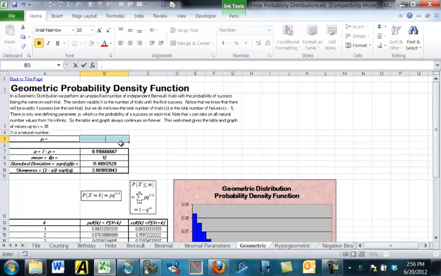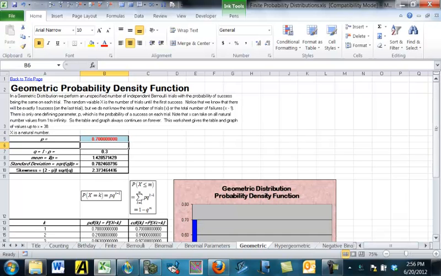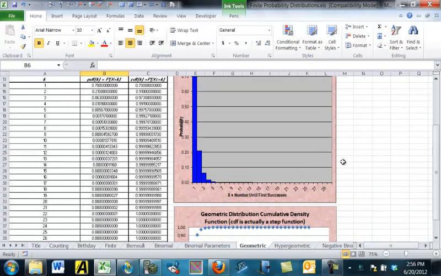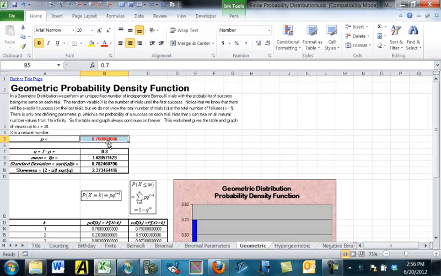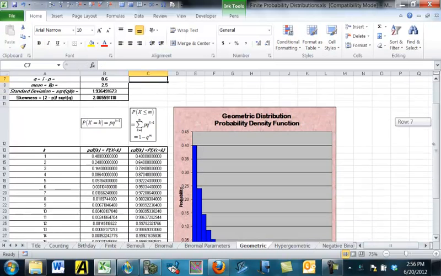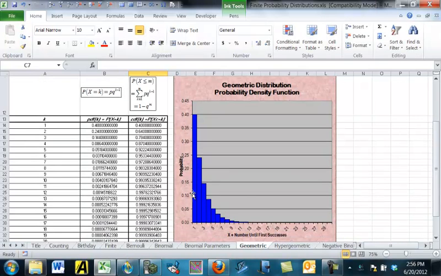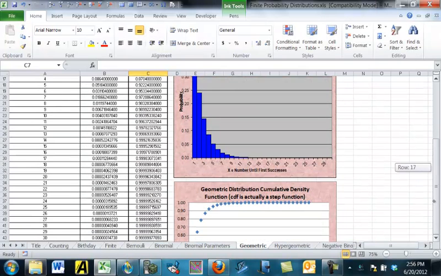So again, I could change the probability of success is 0.7, for example. The probability of success is 0.3, so this is going to drop down really fast. Whereas if I make this, say, less than 1, let's say 0.4, and the other is 0.6, each bar is 60% of the one before, as far as height.